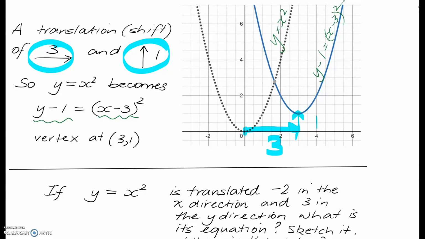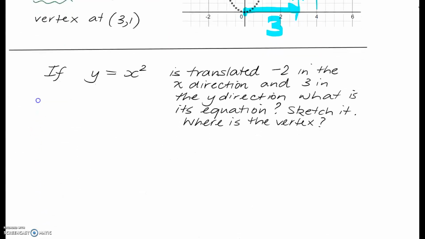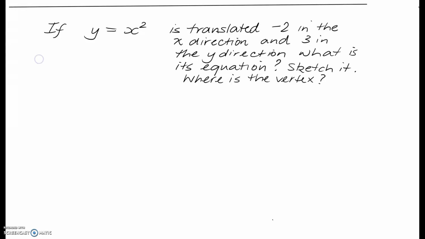Alright, so here's the question. If y equals x squared is translated minus 2 in the x direction, so that means I'm going backwards 2, and 3 in the y direction, so up 3. What's its equation?